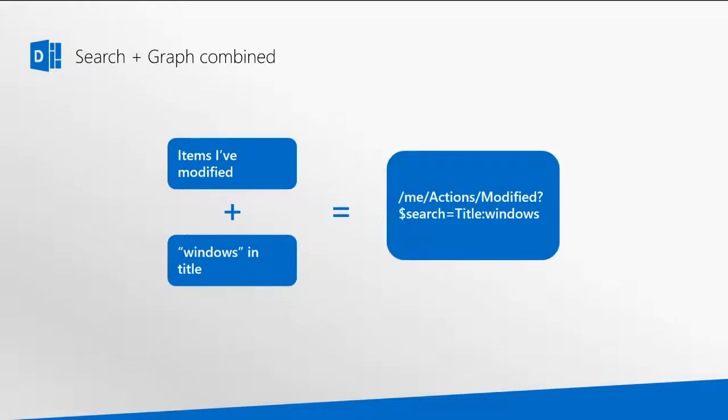So we do that by simply combining the graph traversal with the full text query here. And we think this will be a great way of doing some of your queries, some of your jobs with graph, and some of your jobs with search.